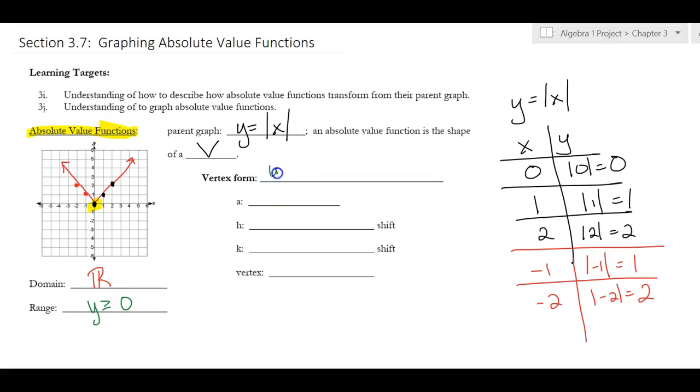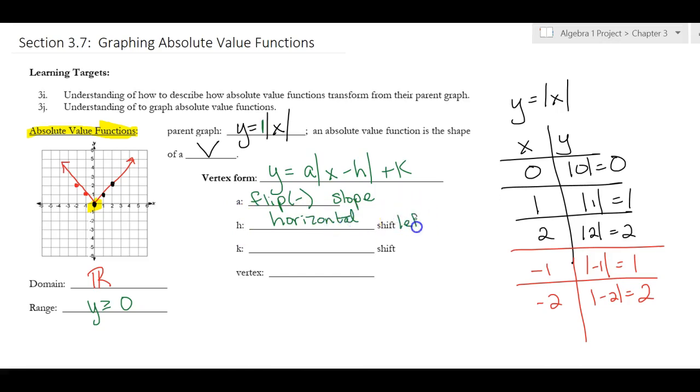So vertex form is what we'll use, and it's y = a|x - h| + k. So the a value is going to do a couple things. It's going to tell you if it's a flip. So if it's a negative, it's going to go upside down. It also tells you the slope. And so this one had a 1 in front of it, and so the slope was up 1 over 1, up 1 over 1.